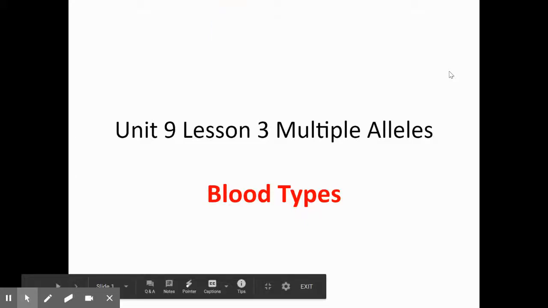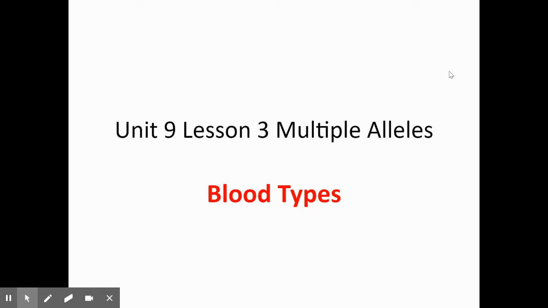Mallard, and this lesson is on multiple alleles, specifically the example that we're going to be going over in this lesson is on blood types. So today, after this lesson, you should be able to identify the 4 different blood types. You should also understand which blood types are called our universal donor and which blood type is called our universal recipient. And the other thing that we're going to get additional practice with is doing Punnett squares with blood types.